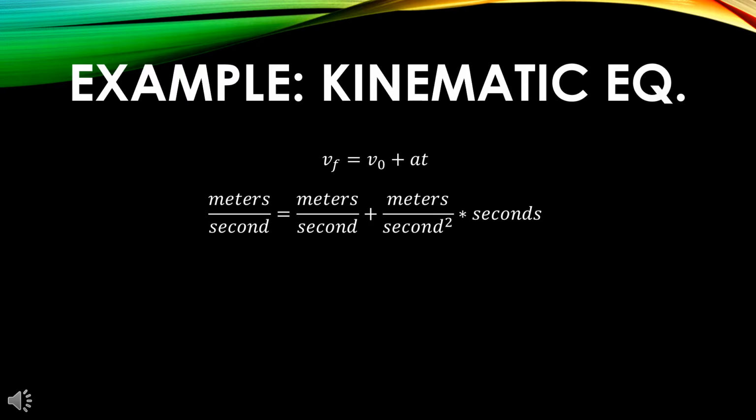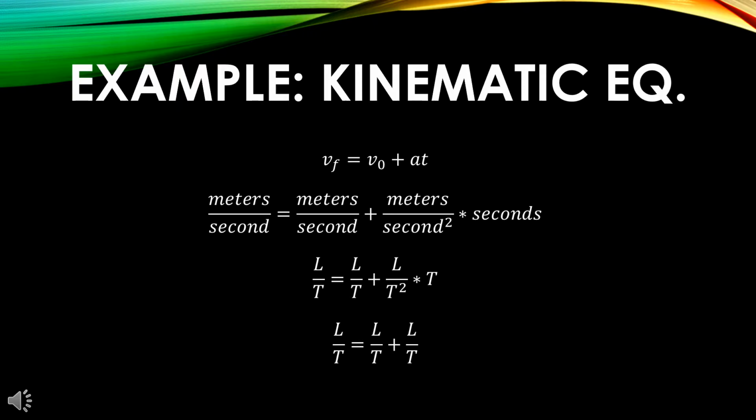And we break that down for the whole equation, we get length over time equals length over time plus length over time squared times time. If we break that down further, we eliminate the times in the last term. We get length over time equals length over time plus length over time.